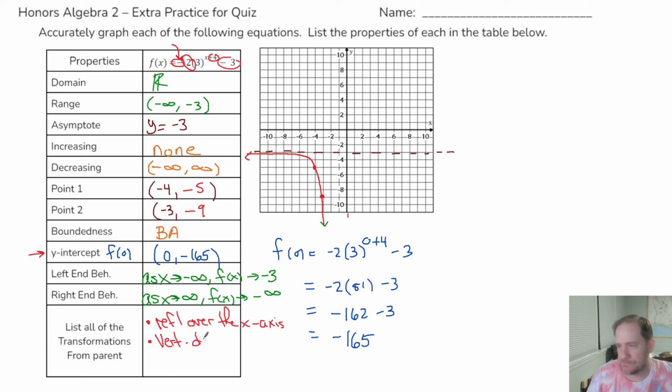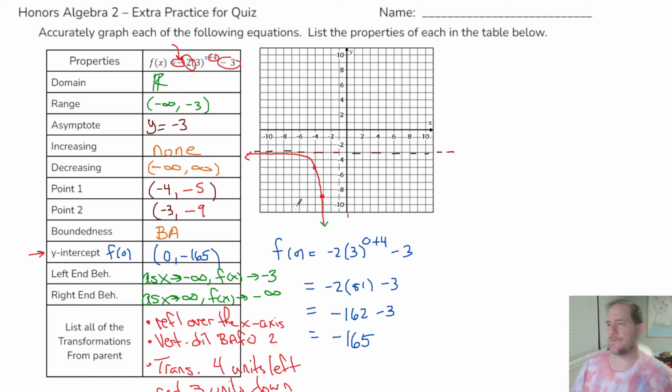And what else? Just these last 2 translations. So the +4 is going to drag us left, and the -3 will push us down. So we're saying translation 4 units left and 3 units down. And that's everything for this problem.